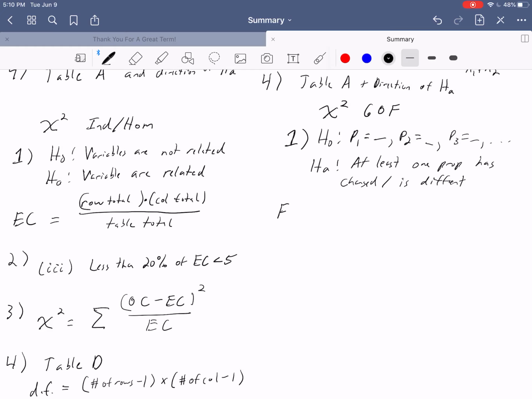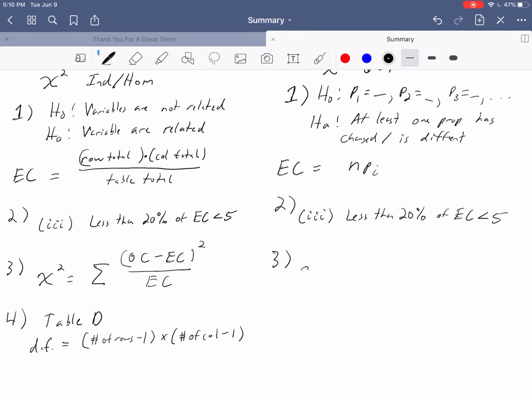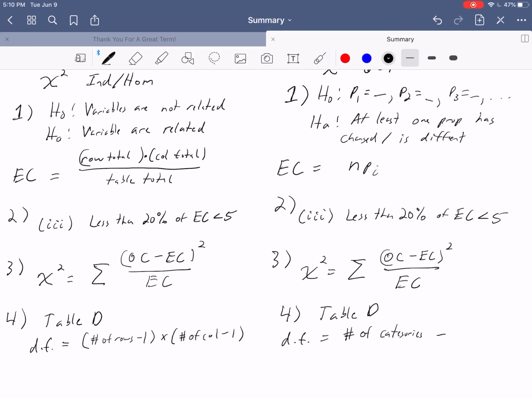We get our expected counts by doing n times pi. So what we do is we take the sample size and we multiply it with each of the null hypothesis proportions. Then step 2, condition 3, same thing, less than 20% of expected counts less than 5. Step 3, same thing, chi-squared, same formula, observed counts minus expected counts squared over expected counts. Step 4, table D again. Only a little difference here is the degrees of freedom is just simply the number of categories minus 1.